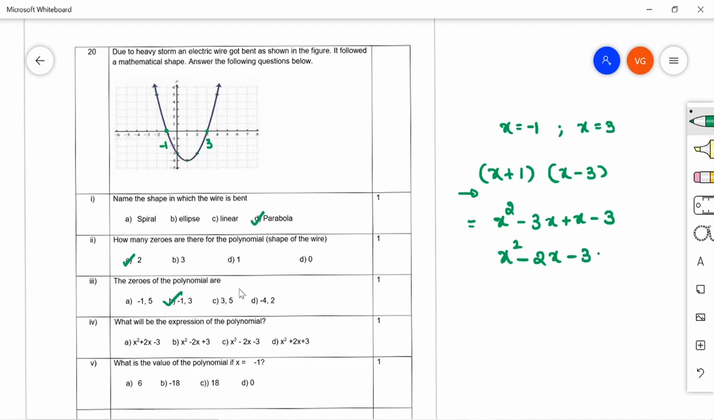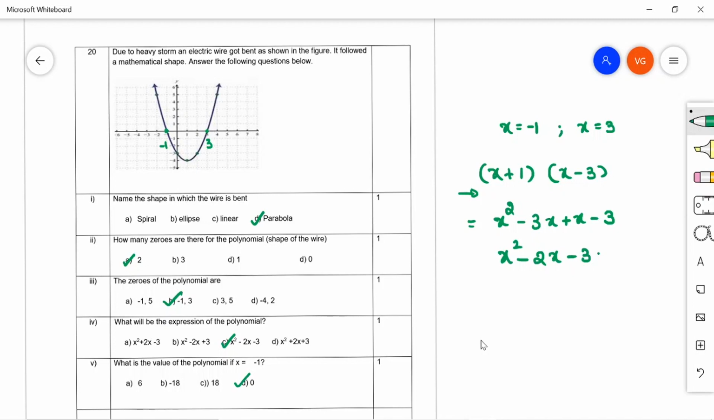So the correct answer is x square minus 2x minus 3, option C. The last subsection is, what is the value of polynomial if x is equal to -1? Check it out. X is equal to -1. It is touching the x-axis. So the value is 0 only here.